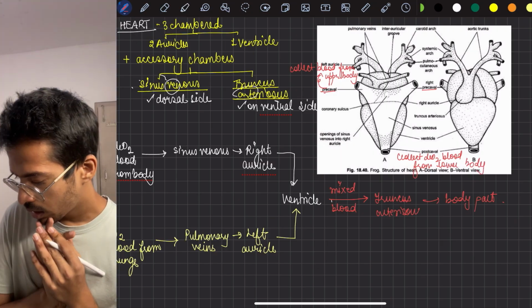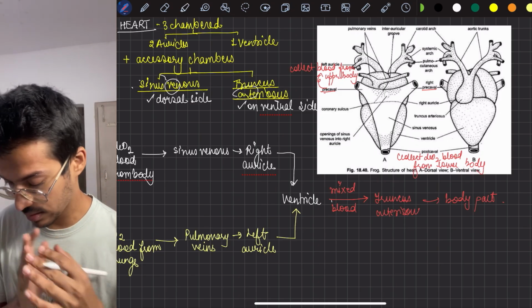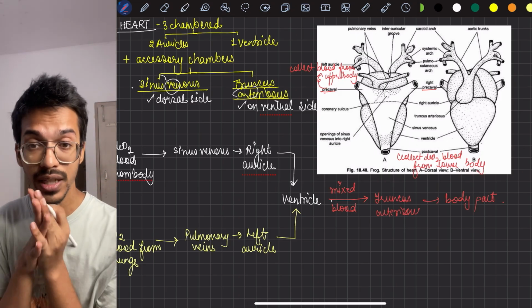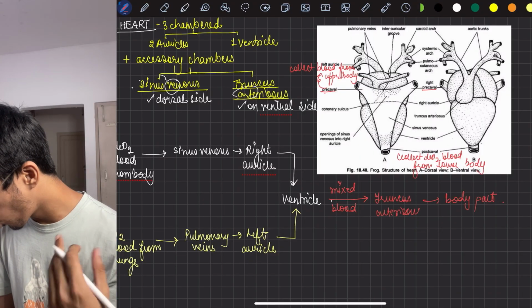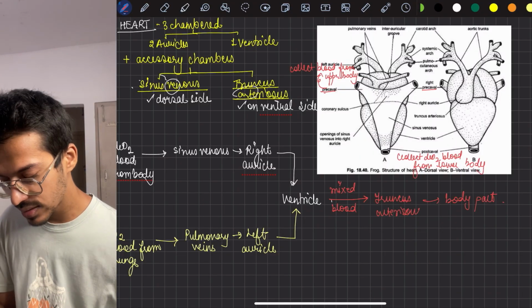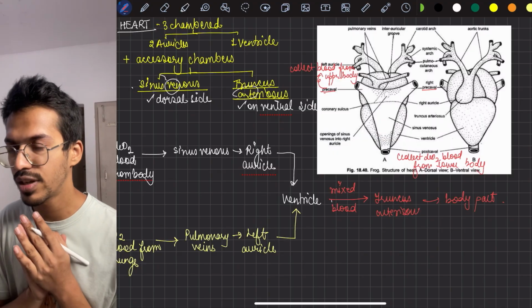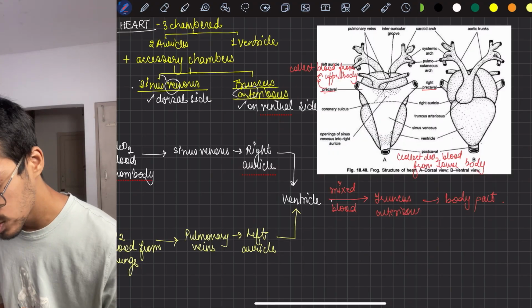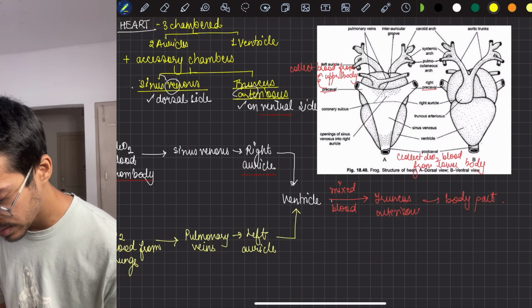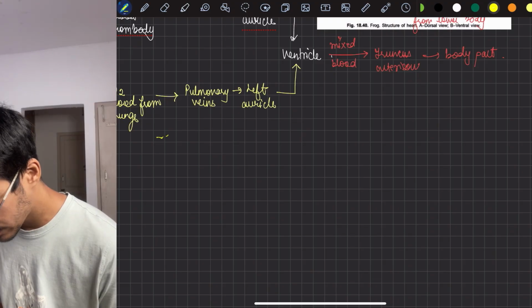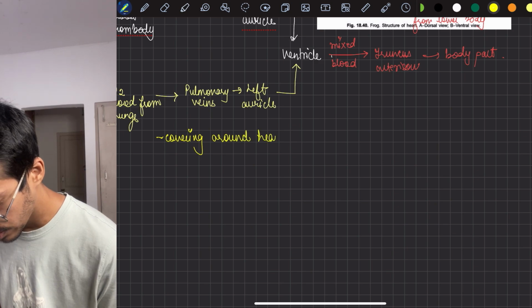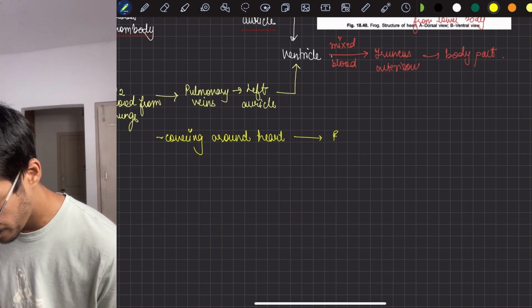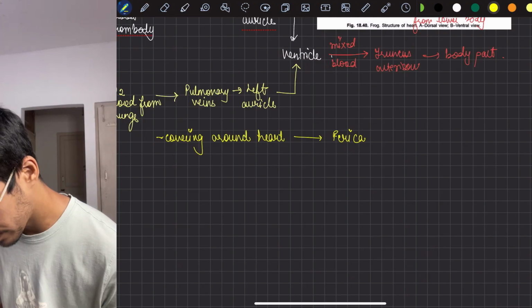Okay, well, that's all about the functioning of it. If you remember humans, this is much easier for you to correlate with it. Now their heart has a covering present. That covering is called the pericardium. The covering around the heart is called the pericardium.